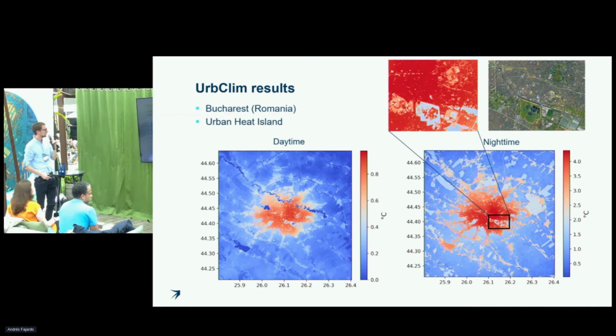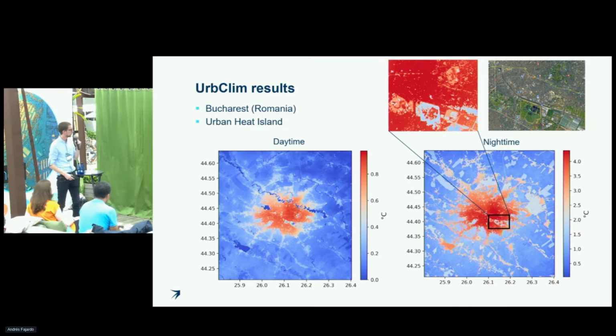Okay, so this is the capital of Romania, Bucharest, for example, and I show here the urban heat island. On the left you see the daytime urban heat island, and on the right is the nighttime. What do we see during the day? We see that the concrete and all the asphalt, for example, makes the city hotter by approximately 1 degree compared to the rural counterpart.